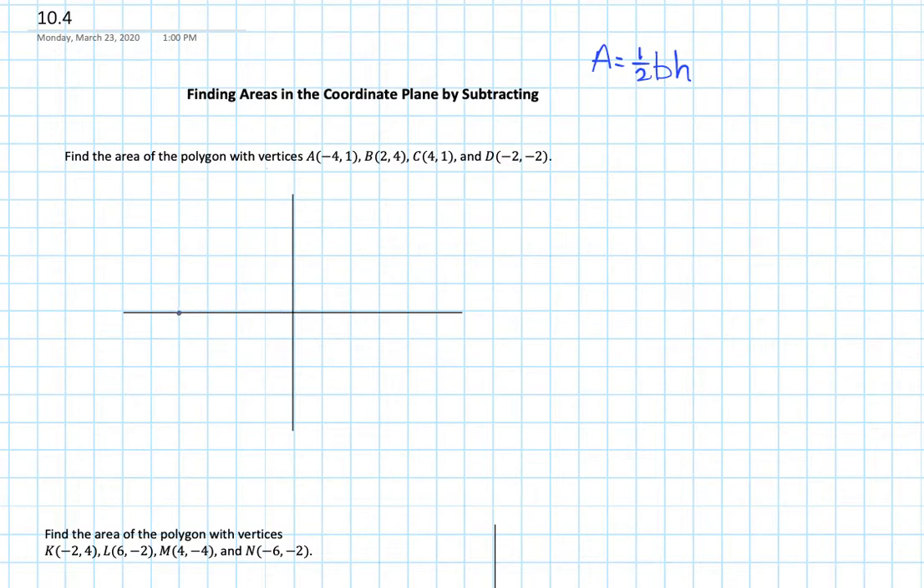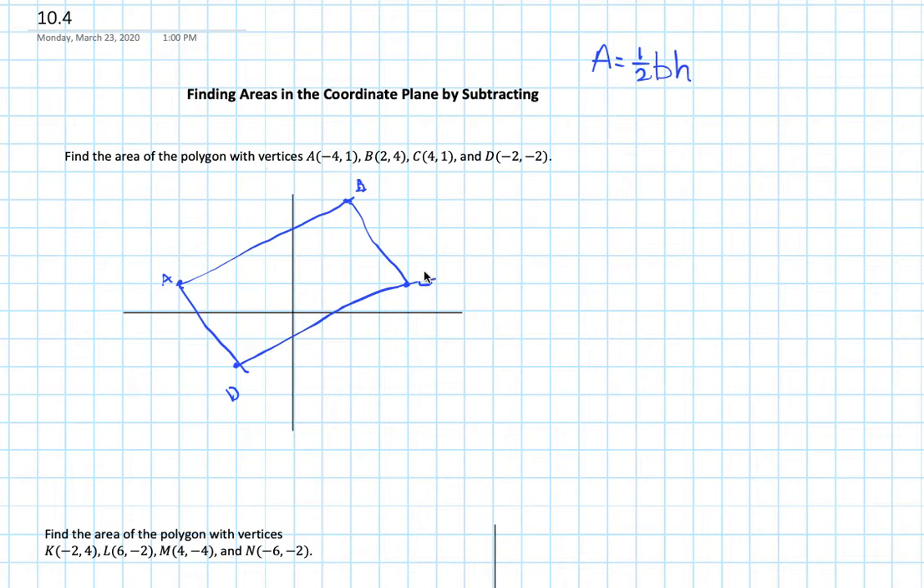So I have -4, 1. That's my A. B is 2, 4. C is 4, 1. And D is -2, -2. Okay, well, I can try to draw. See, it lags, and my pen keeps going. I can erase it, I suppose, if I want to. Okay, anyways, y'all get the picture.